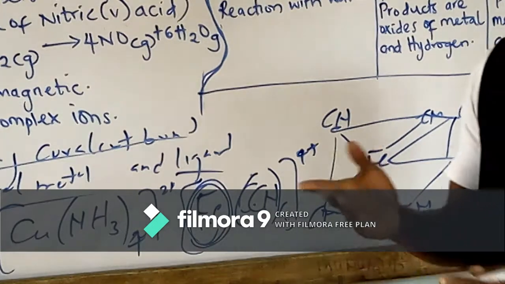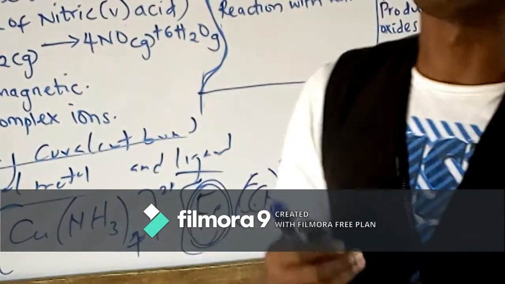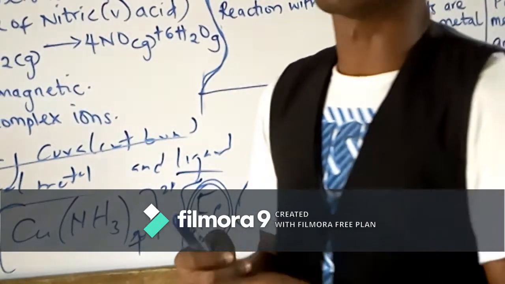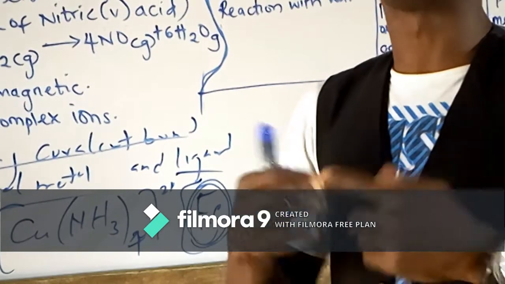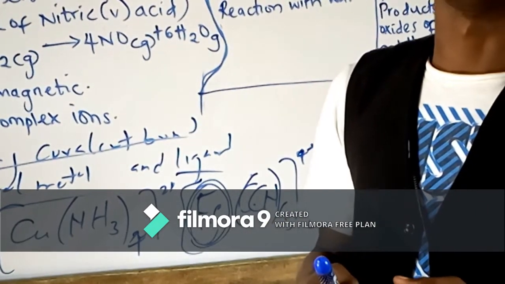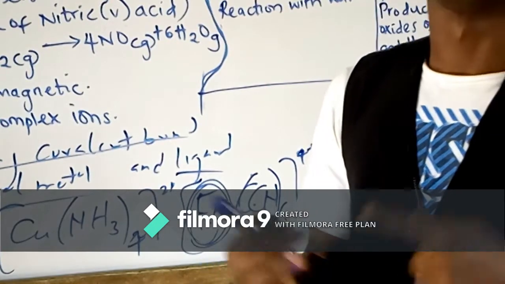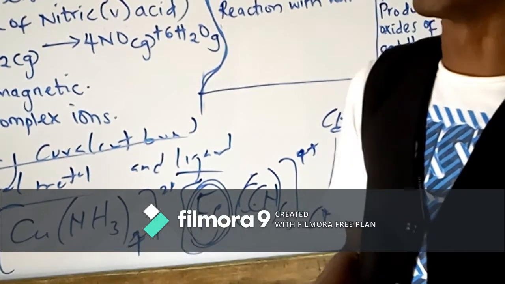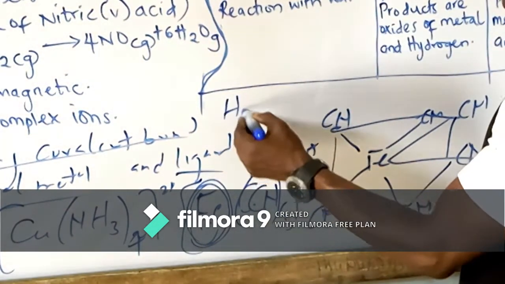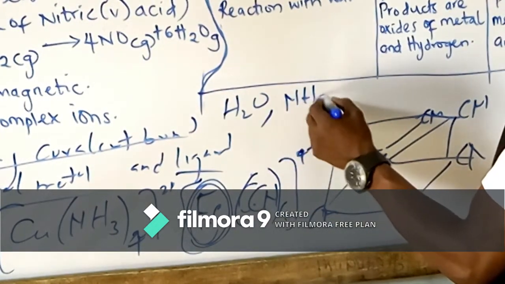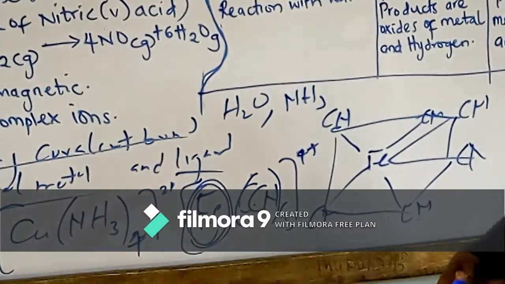So we have different types of ligands. We have monodentate ligands, bidentate ligands, and polydentate ligands. Polydentate ligands can include tridentate, tetradentate, and pentadentate ligands. I go again: we have different types of ligand. We have monodentate ligands.